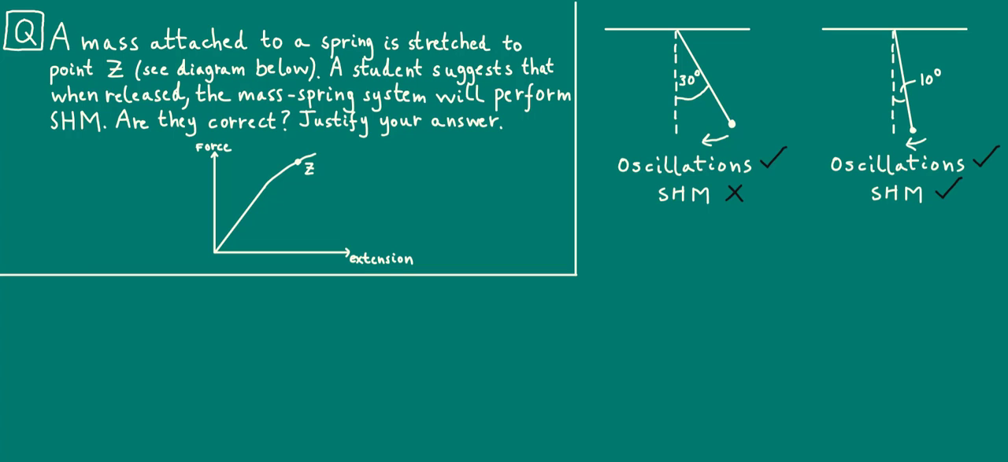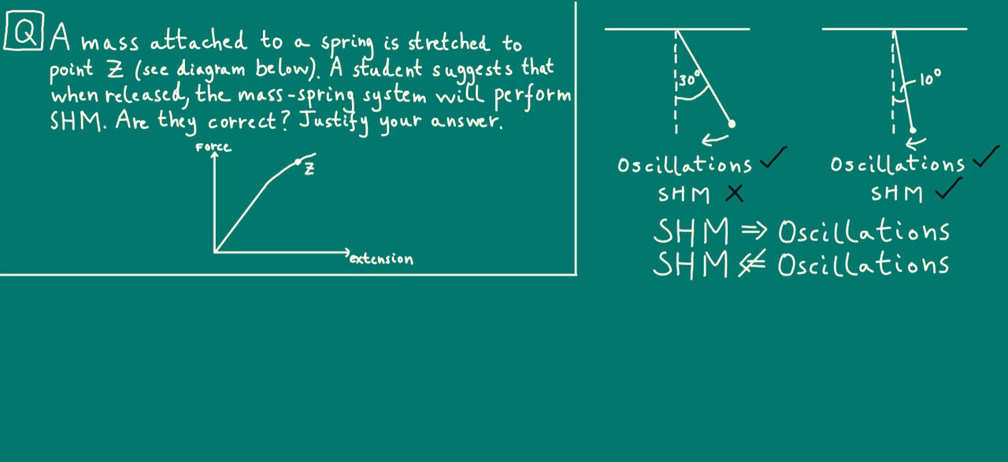So while SHM implies oscillations, the converse is not true. Oscillations don't necessarily imply SHM. In other words, just because something is oscillating does not necessarily mean that that system is undergoing or performing SHM. So why does the pendulum on the right perform SHM, but not the one on the left?